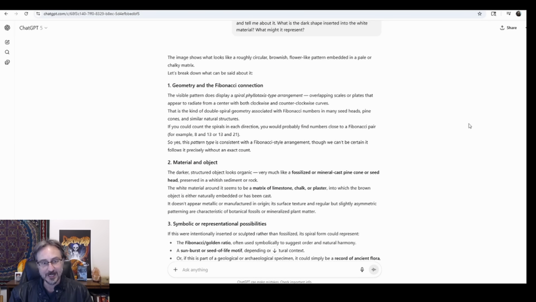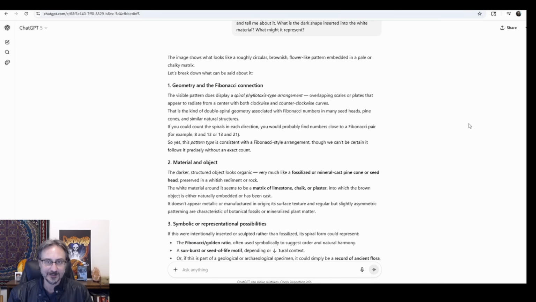natural structures. If you could count the spirals in each direction, you would probably find numbers close to a Fibonacci pair, for example, 8 and 13 or 13 and 21. So yes, this pattern type is consistent with a Fibonacci style arrangement, though we can't be certain it follows it precisely without an exact count.